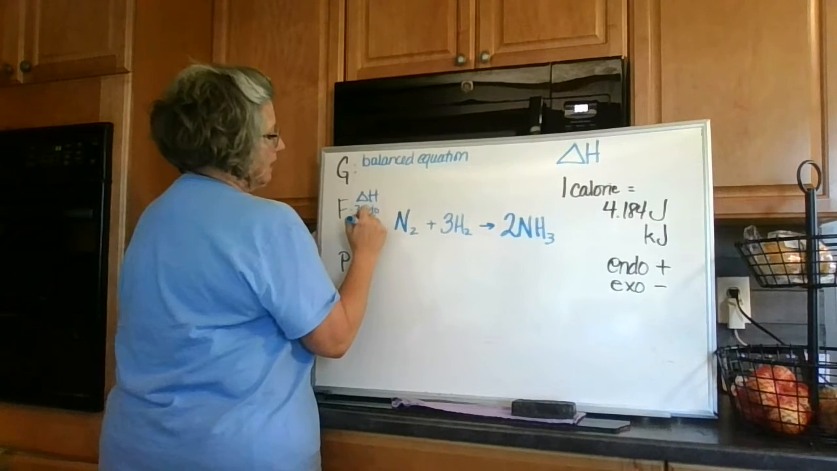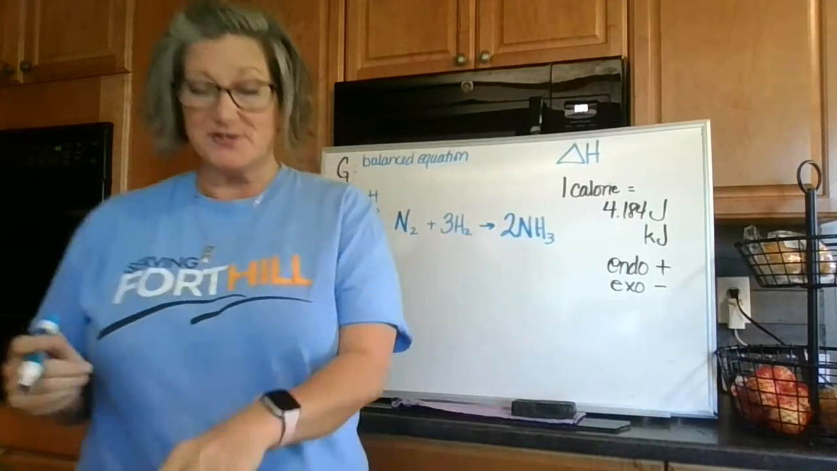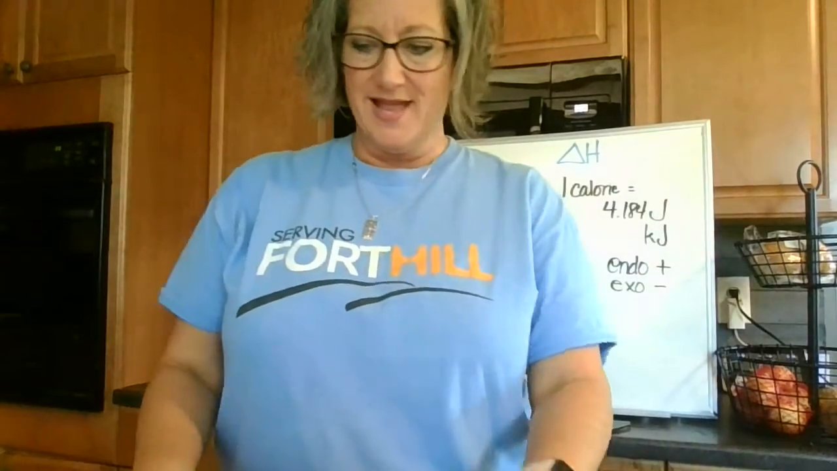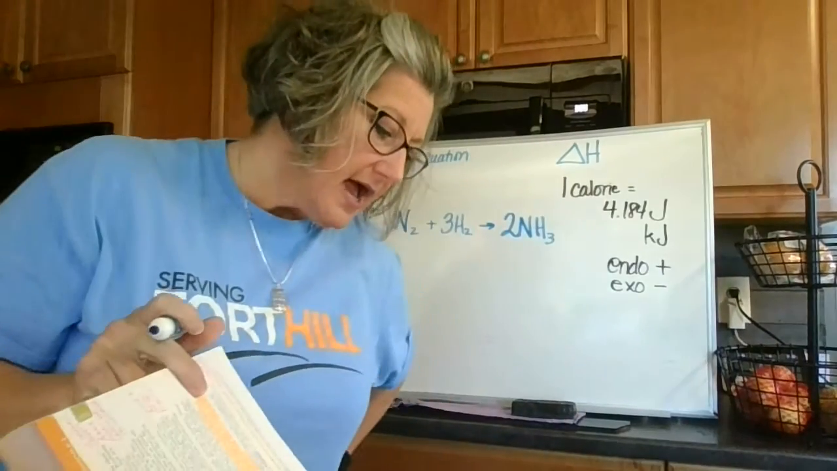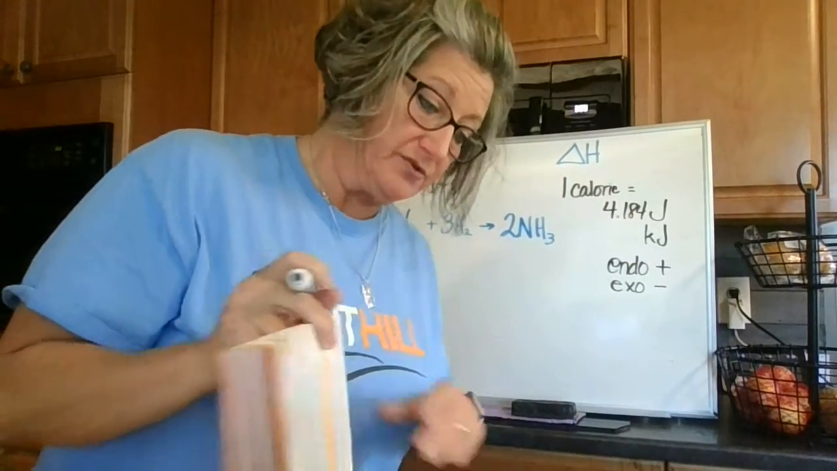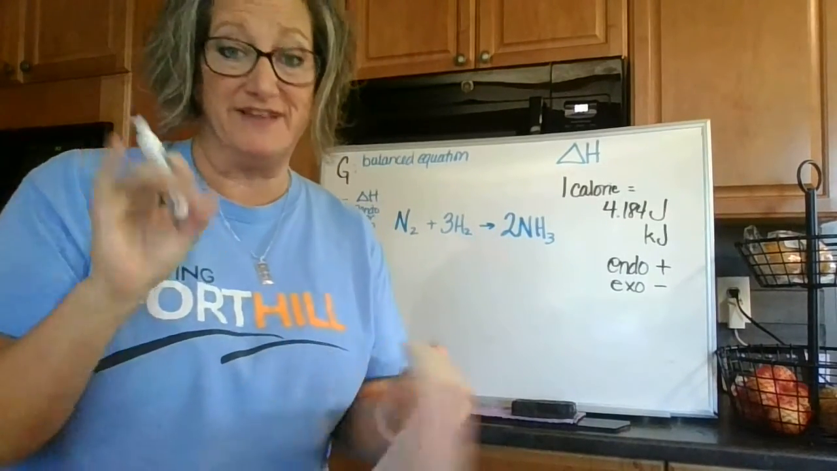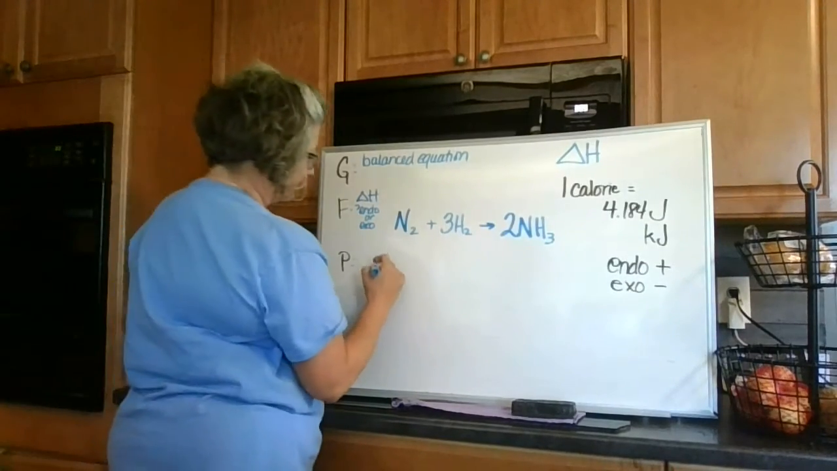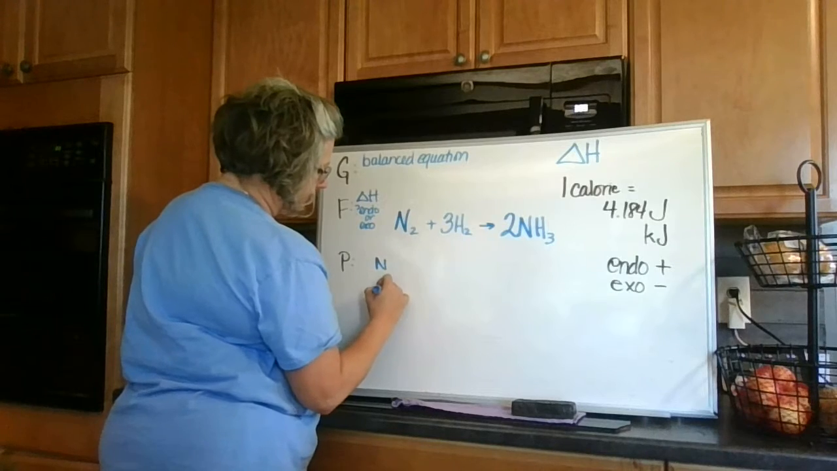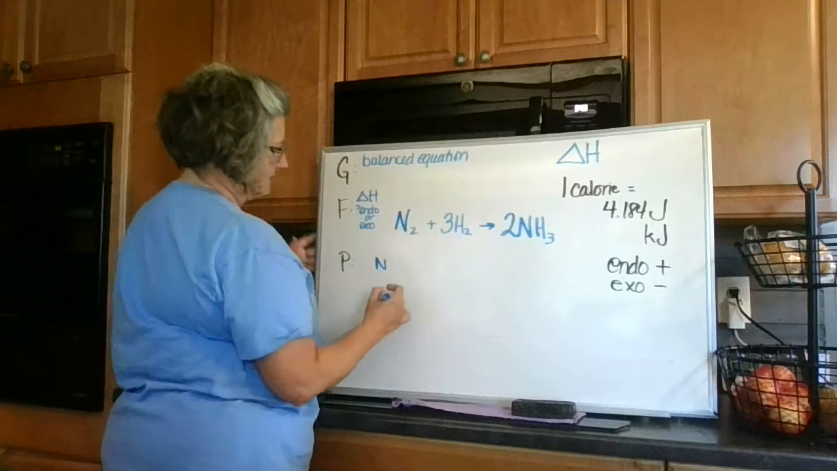Endo or exo. All right, now we have to do some Lewis structures. I know y'all are so excited about that because I am too. Nitrogen. If you look on your periodic table, you're going to see that nitrogen has 5 valence electrons. So I have 2 nitrogens.